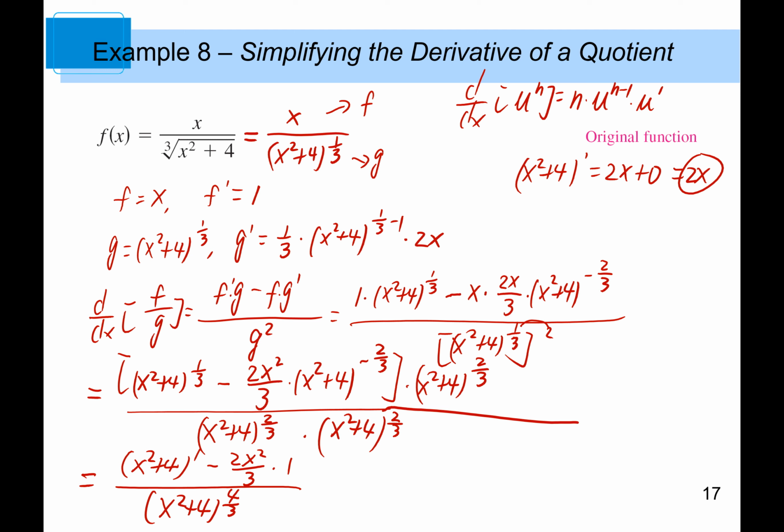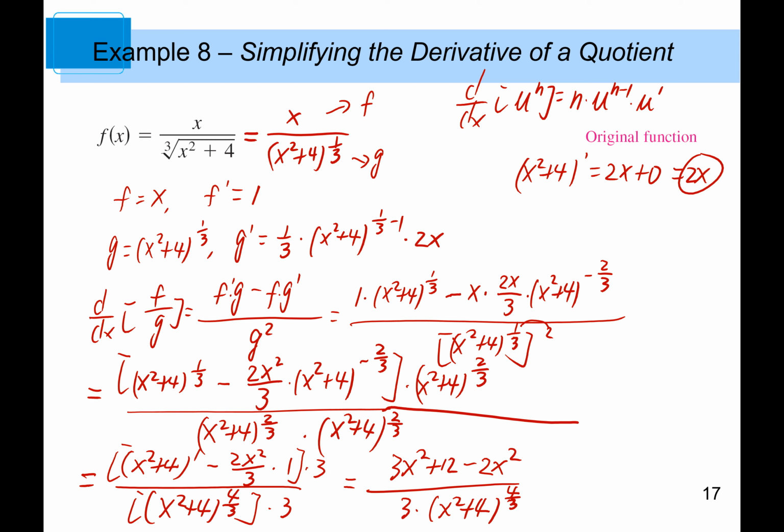Okay, so next step, we multiply both top and bottom by 3 to get rid of the denominator. So we get 3x squared plus 12 minus 2x squared, over 3 times (x squared plus 4) to the 4/3. Then 3x squared minus 2x squared is x squared, so we get x squared plus 12 over 3 times (x squared plus 4) to the 4/3. So definitely refresh your algebraic skills if you feel like this is challenging for you.